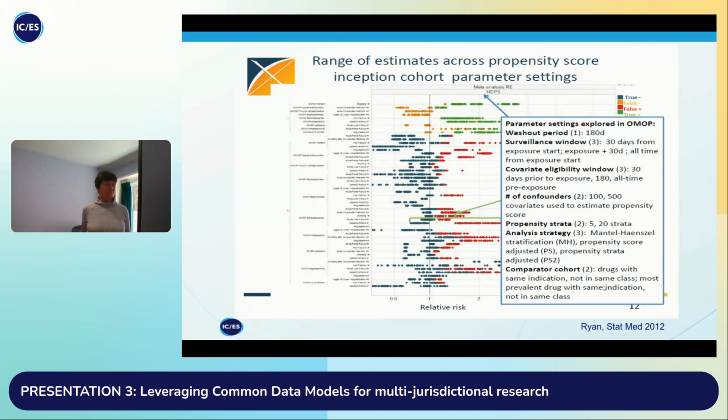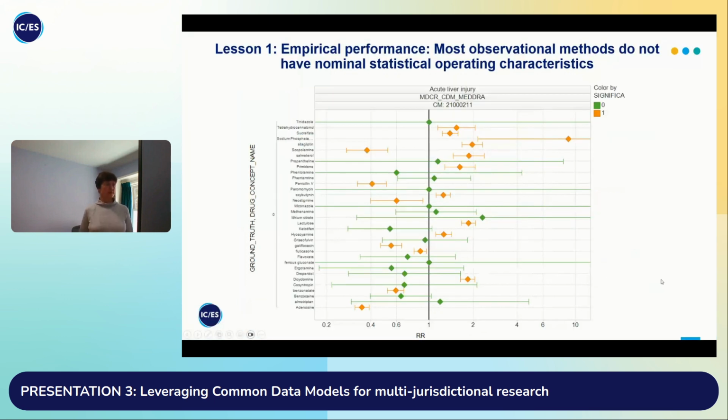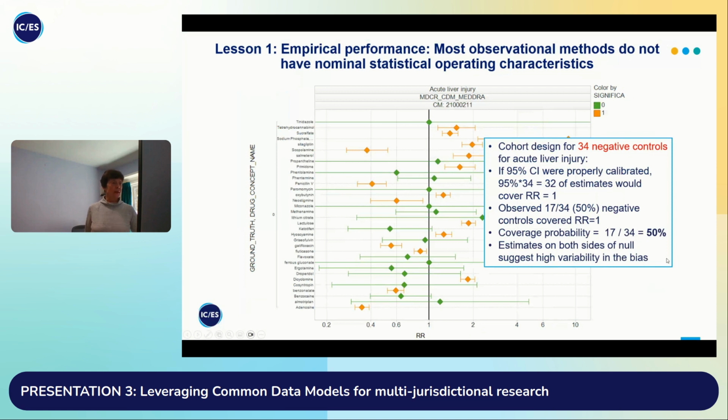Next slide, please. They gleaned several different lessons. So lesson number 1, empirical performance. Most observational studies do not have the nominal operating characteristics. Actually, advance again. I think there's another piece to this. Yeah. Do not have the nominal operating characteristics they're supposed to have.